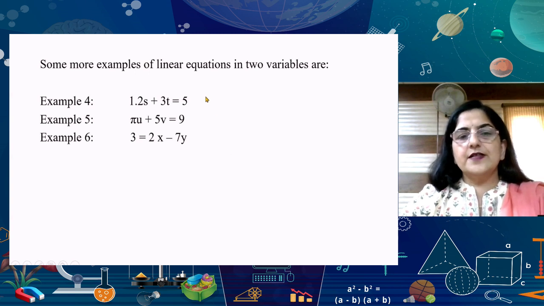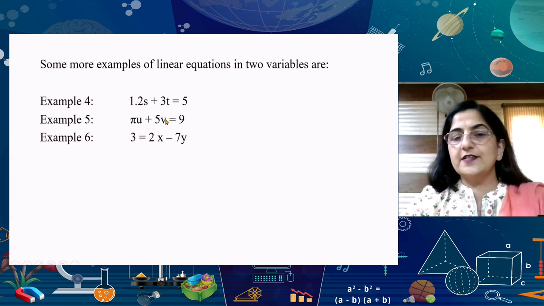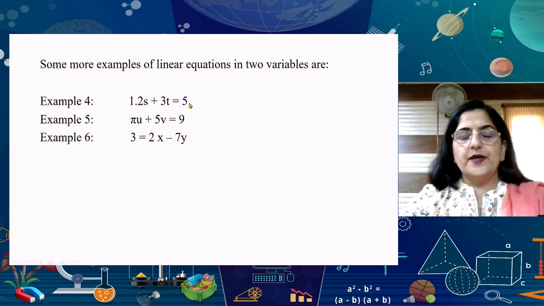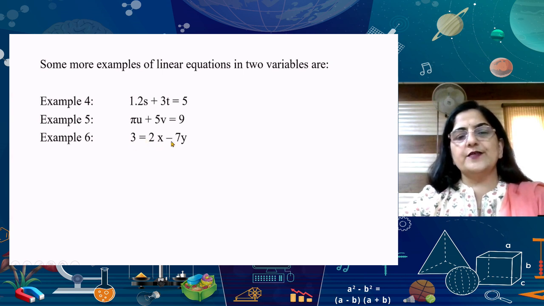So these are some more examples. The variable can be taken as S, the variable can be taken as T. It is not necessary that we always take X and Y. The variable can be U also, or V also. So these are all examples of linear equations in two variables. But like you see over here, it is 1.2S plus 3T is equal to 5. Over here, we are writing the constant term 3 first, and equal to 2X minus 7Y.